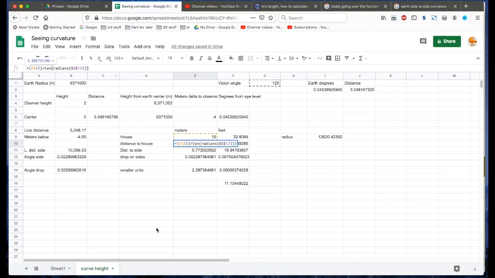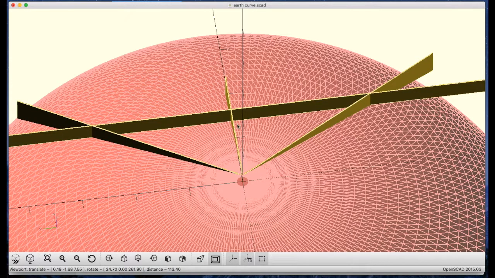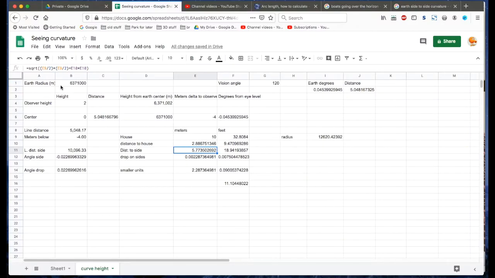And this is the formula that I used. And the distance to the side of the house, so let's say this is the distance to the house and this is the width of the house, we want to calculate this distance. We've got 60 degrees and we have these two which are known. This is the formula that I used here. So you've got a distance of 5.7735 meters to the side of your house.